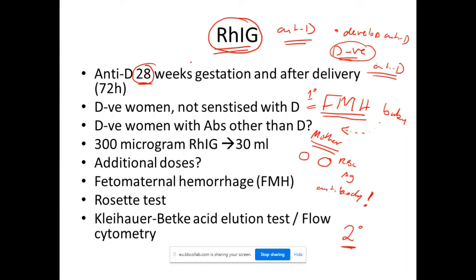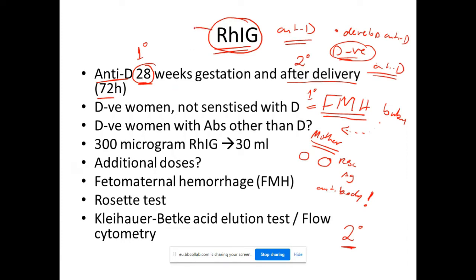So RhIG, the first time to give it is at the 28th week of gestation. And the second time, we have to give the pregnant woman after delivery, within 72 hours. Within 72 hours, because during delivery, as we said, there is fetal-maternal hemorrhage. Okay, who is a candidate to have this RhIG?